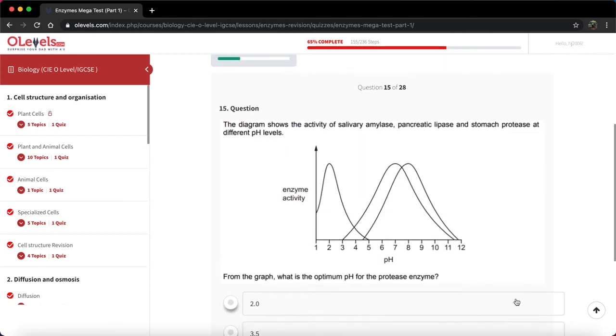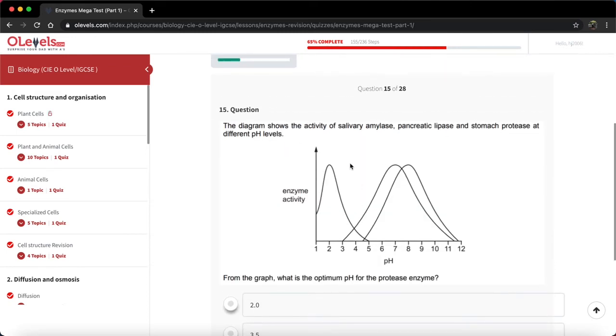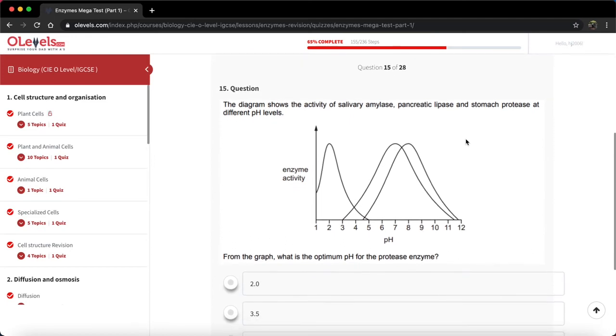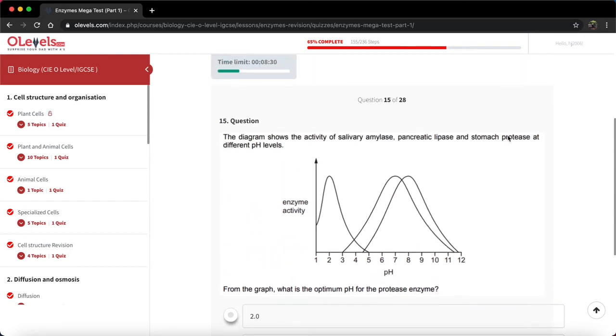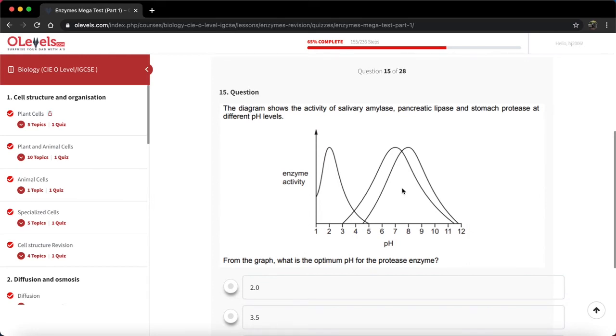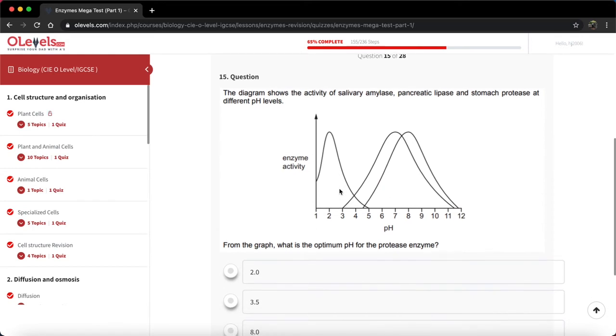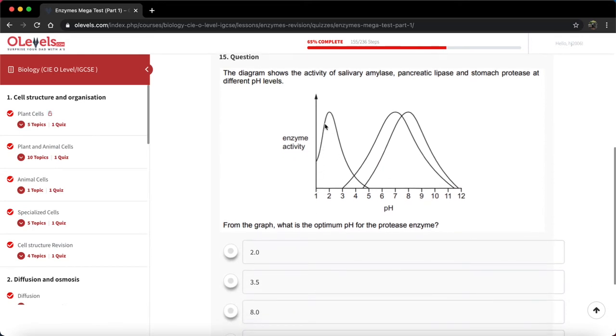Now, next. Okay, the diagram shows the activity of the salivary amylase, pancreatic lipase, and stomach protease at different pH levels. So from the graph, what is the optimum pH for the protease enzyme? Okay, in the stomach, we know the medium is acidic, not alkaline or neutral. Acidic is below 7. So it should work perfectly below pH 7. So we can clearly see this one could be the correct one.